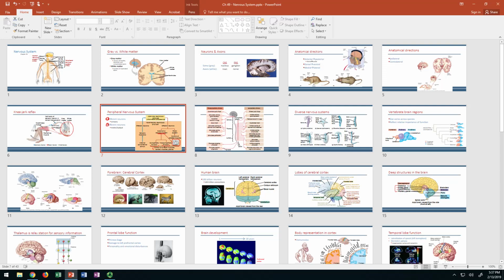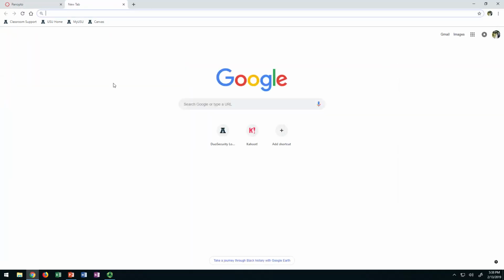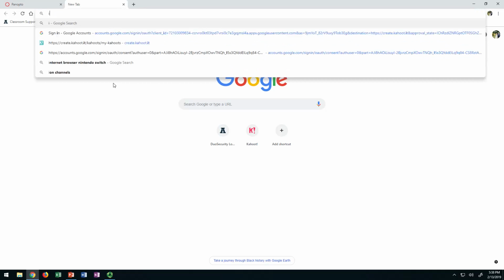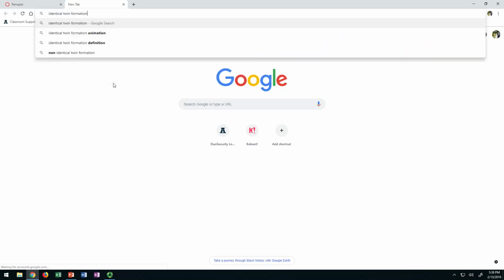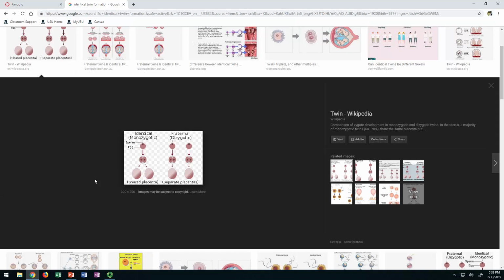I know she explained in class a couple chapters ago about forming identical twins. How do we have identical twins? Yeah, so how do you get identical twins and how do you get non-identical or fraternal twins? Let's see if I can find us a good picture on it. So yeah, this will work.